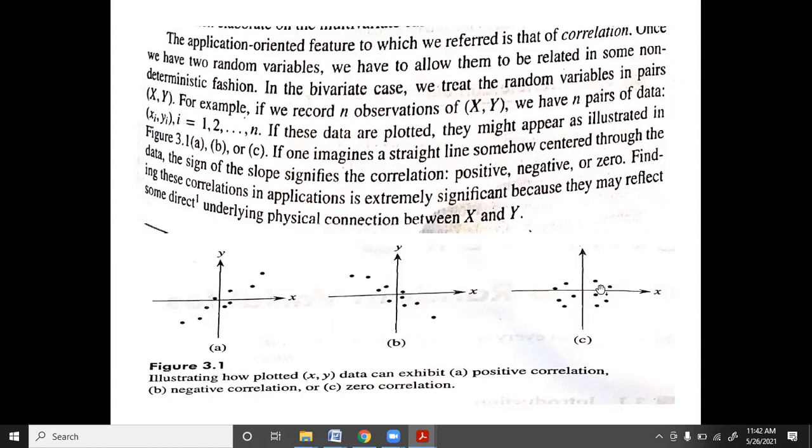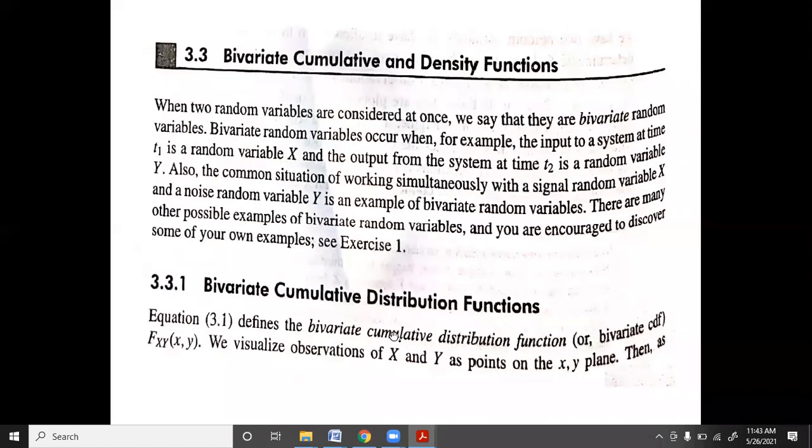There is no correlation here. So this is positive, this is negative, this is no correlation. So correlation positive, negative, 0, and that will literally give us the positive correlation coefficient, negative correlation coefficient, and 0 correlation coefficient between x and y, two different variables, and that is the plot with which we will get that thing.